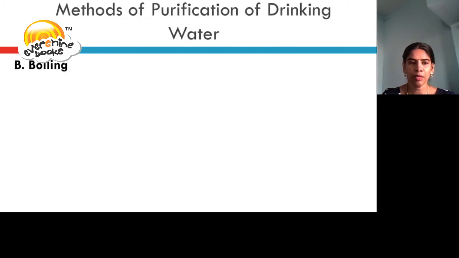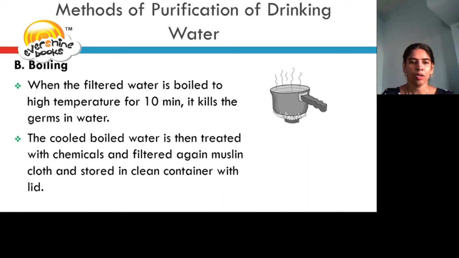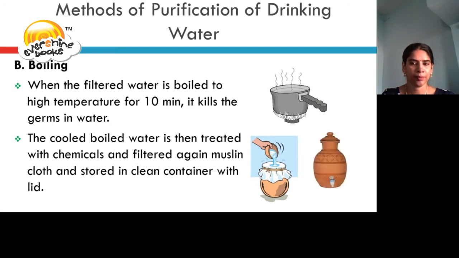The second method is boiling. When the filtered water is boiled at high temperature for 10 minutes, it kills the germs in the water. The cooled boiled water is then treated with chemicals, filtered again with a muslin cloth, and stored in a clean container with a lid.